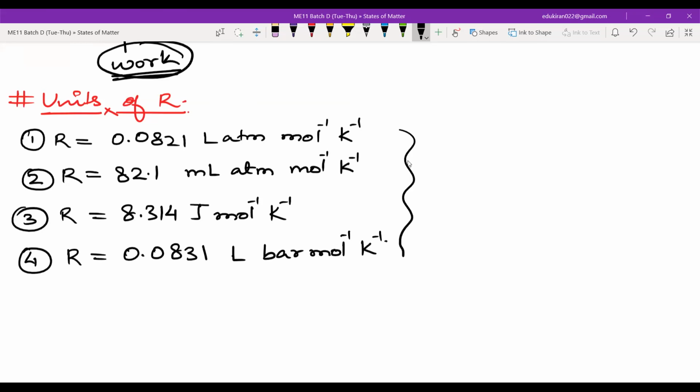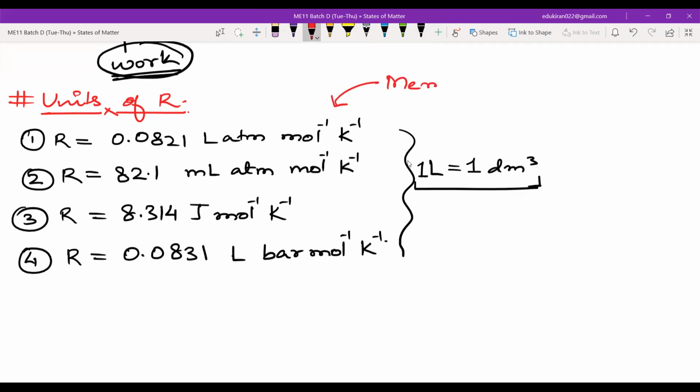Also note that 1 liter is equal to 1 dm cube. Sometimes you will see dm cube instead of liters. Don't think that it is something that we have not learned. Liter is equal to 1 dm cube only. Write the units. You have to memorize this.